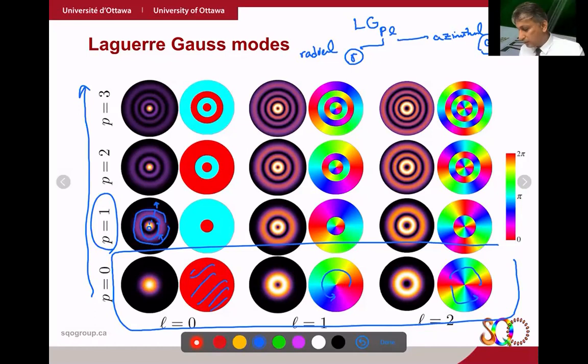However, you can have a beam that carries orbital momentum of L value, and also different P states. For example, this is L equal to one and P equal to two, and so on.